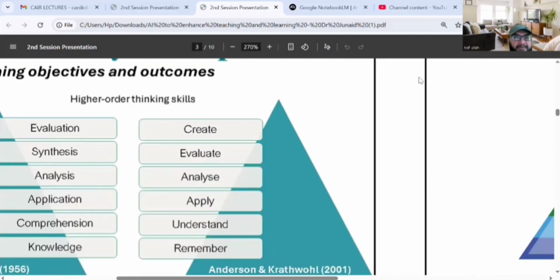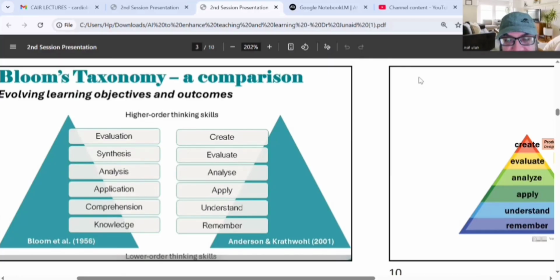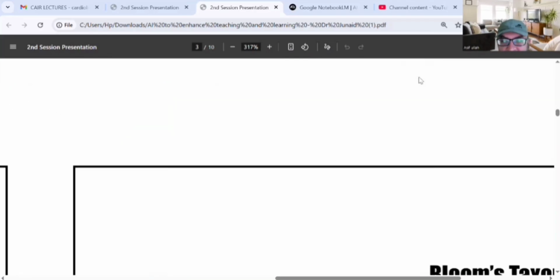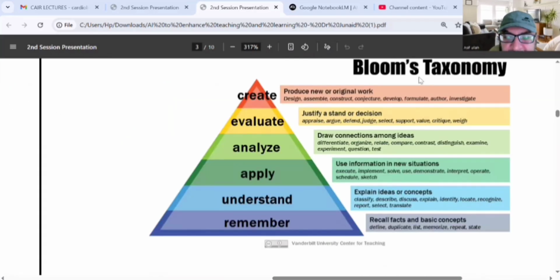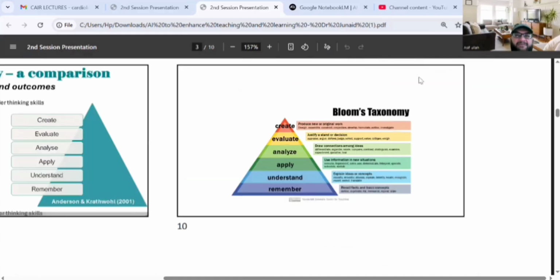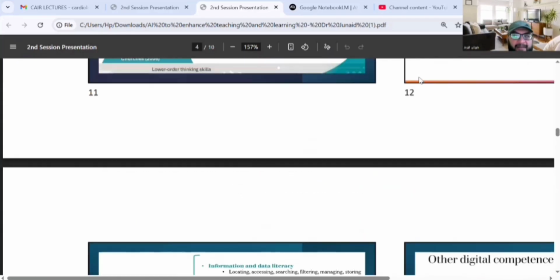Bloom's taxonomy: evolving learning objectives and outcomes, in 1956 versus Anderson in 2001. So knowledge, comprehension, application, analysis, synthesis, evaluation by Bloom. To remember, understand, apply, analyze, evaluate, and create by Anderson and Krathwohl in 2001. The six levels are: remember, recall facts and basic concepts; understand, explain ideas or concepts; apply, use information in new situations; analyze, draw connections among ideas; evaluate, justify a standard or decision; and create, produce new or original work. This was the sixth level of Bloom's taxonomy.